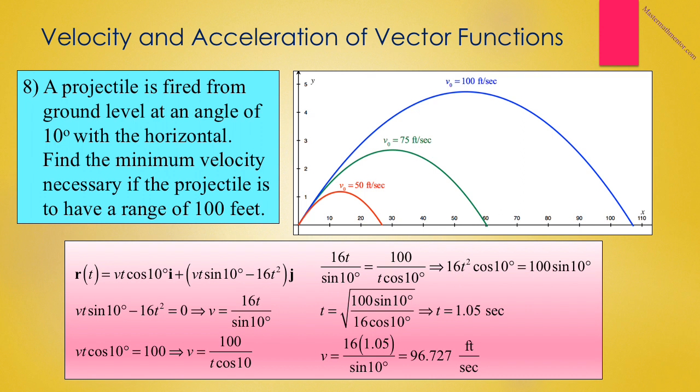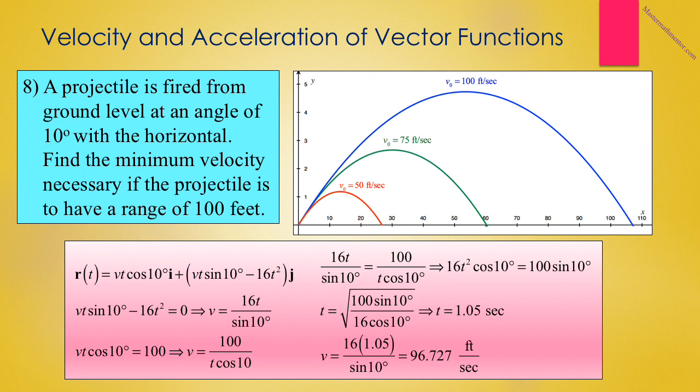For our projectile to travel exactly 100 feet, two things must be true. First of all, the y component must be 0, and the x component must be 100. So we set vt sine 10 degrees minus 16t squared is equal to 0, getting v equals 16t over sine 10 degrees. And we set our x component, vt cosine 10 degrees, equal to 100, meaning that v is equal to 100 over t cosine 10 degrees.